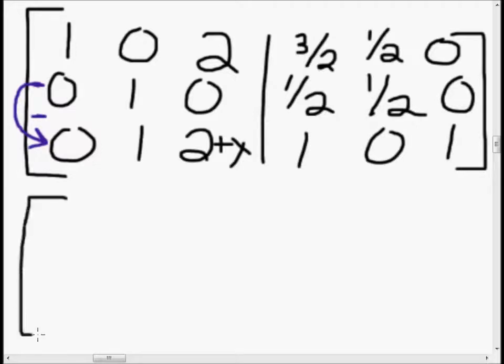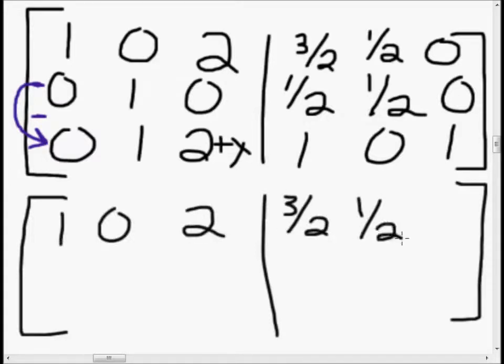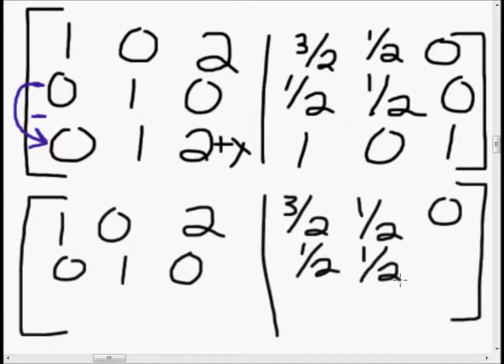We write down the rows that aren't changing at all. So that's 1, 0, 2, 3 halves, 1 half, 0, and that's 0, 1, 0. That row, I'm loving that row because it's totally done. And this is kind of how you want to solve this. You want to find the one row that you're totally done with, and just use that one over and over and over again to figure out what's up.